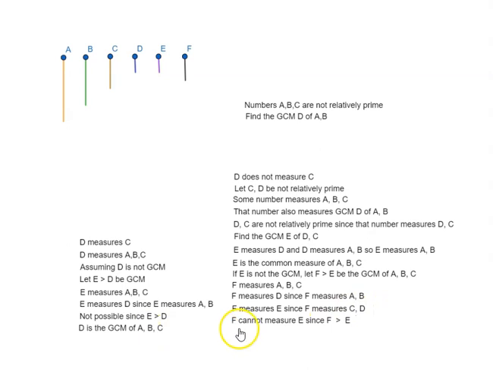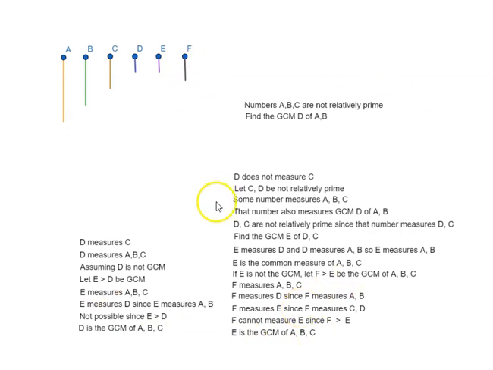Now, which means we have reached a contradiction. Since F cannot measure E, since F is greater than E. So which means our assumption was wrong and E is the GCM of A, B and C.